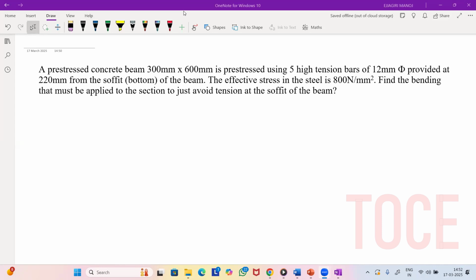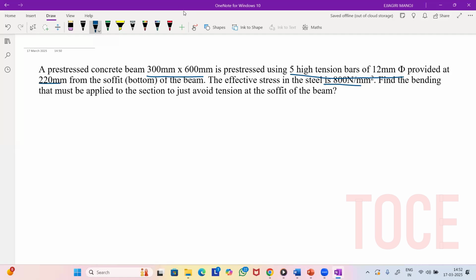Here a 300 by 600 rectangular pre-stressed concrete beam is given, and it is pre-stressed by 5 high tension bars of 12 dia. Okay, and it has an effective pre-stress of 800 Newton per mm². And these tendons are provided at 220 from the bottom of this rectangular section.